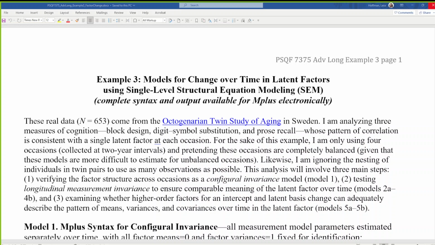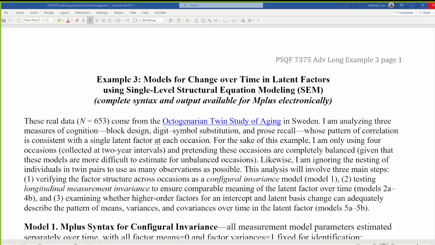So this example 3 here is modeling change over time in a latent factor. So we're making use of the actual SEM side of the story to fit measurement models, where I have 3 indicators of a latent variable and 4 occasions of data, and we want to examine the extent to which the latent factor itself shows individual change over time. That's the story. These are the same data. This is from the same data set with the older adults that you're familiar with. It's a different sample. It's more of the sample than we had before.